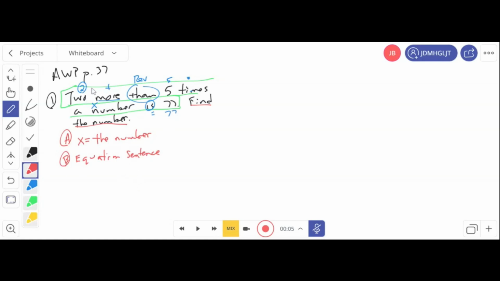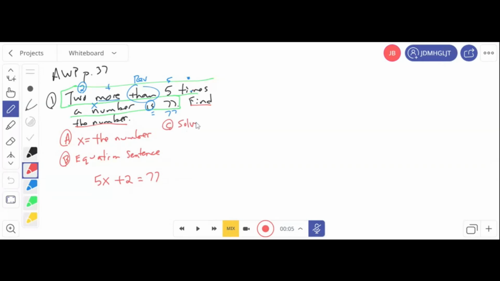So my equation says 2 more than, so the 2 more than means I'm adding 2 to something. The something that I'm adding it to is 5 times our number x equals 77. So now you can see the equation got a little more complicated now. It's now a 2-step equation instead of a 1-step.